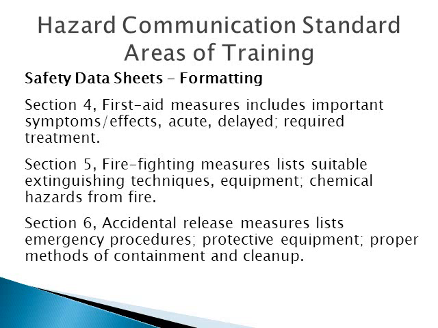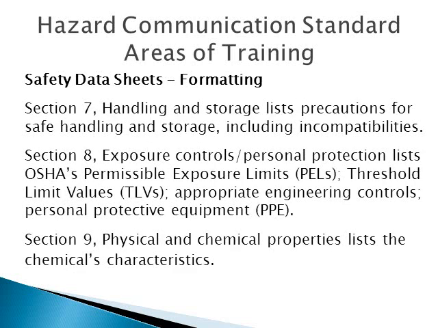Section 4 identifies any first aid measures for the chemical. Section 5 describes any special firefighting procedures. Section 6 details emergency procedures for accidental exposure, protective equipment, and proper cleanup, containment, and countermeasures. Section 7 lists the proper handling and storage of the chemical.